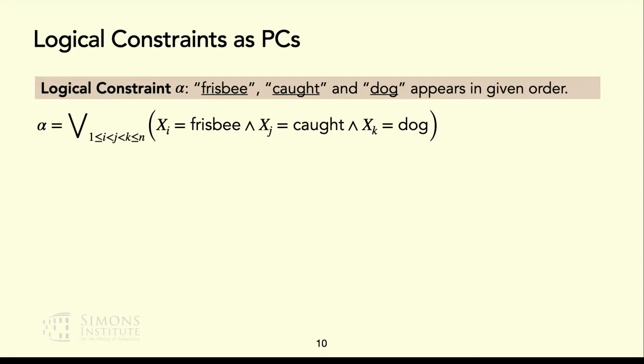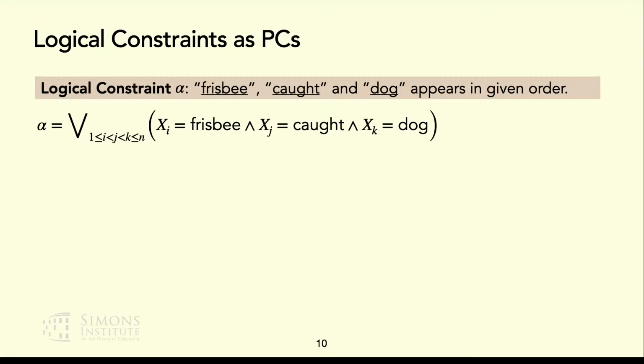This is a naive way to represent this constraint. Basically, the i, j, k here are enumerating all possible positions of these three words, and we take a conjunction whenever we know the positions. Any questions?